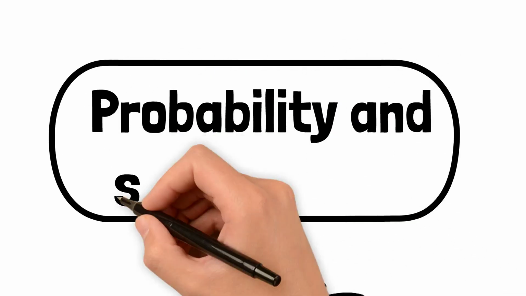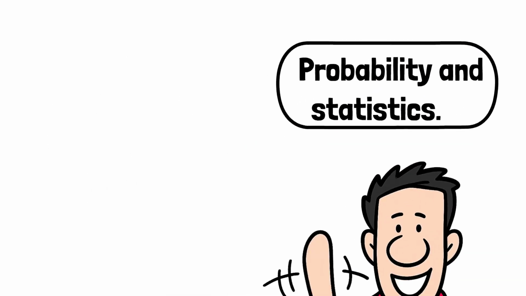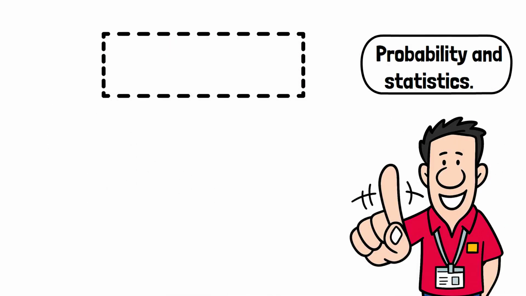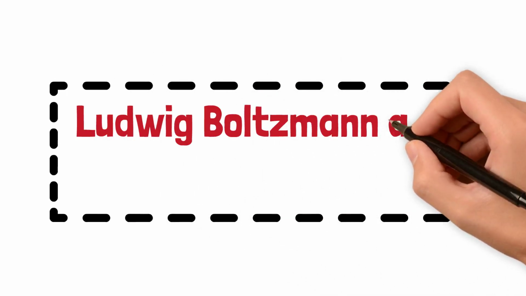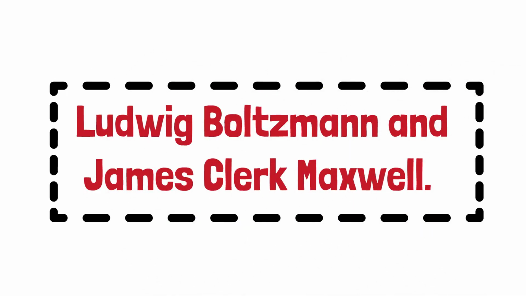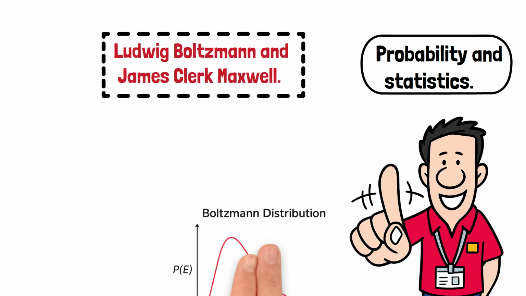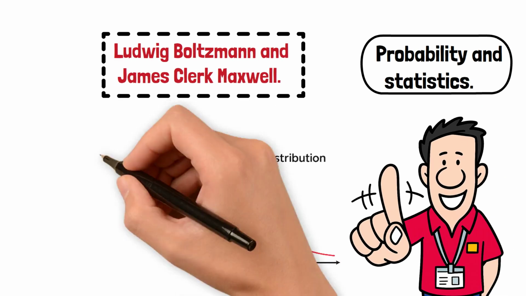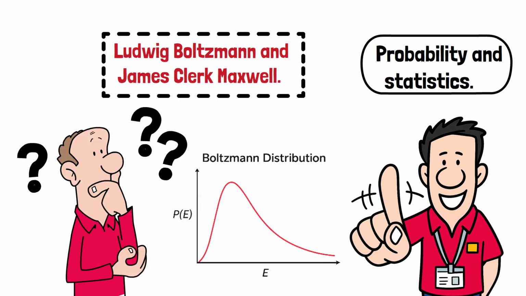using probability and statistics. This approach, pioneered by Ludwig Boltzmann and James Clerk Maxwell, introduced the concept of the Boltzmann distribution, a mathematical tool describing how particles distribute energy.